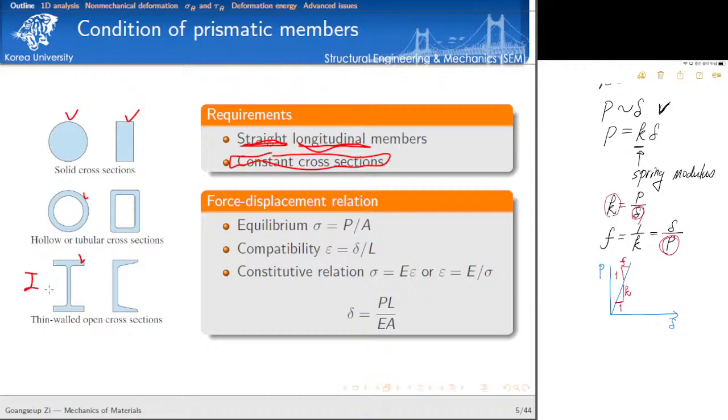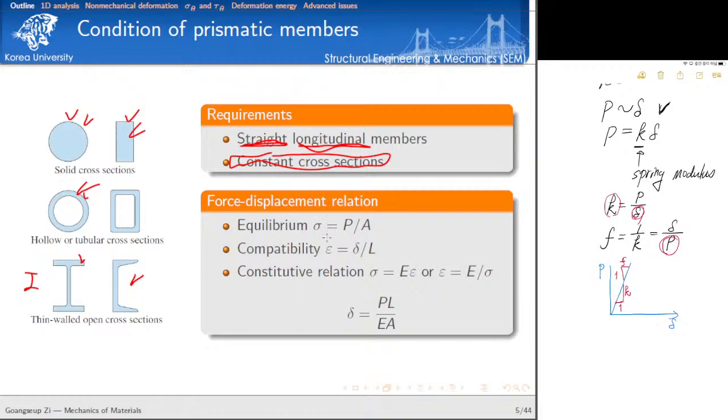Okay, I-shaped section. In 우리말 I형 단면. And this is called channel section. This is called 원형 단면, 사각 단면, 튜브, 뭐 이렇게 부르는 거죠.